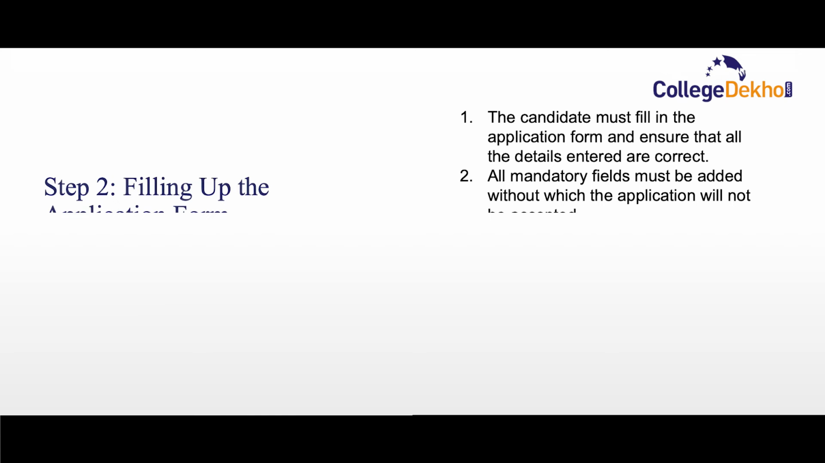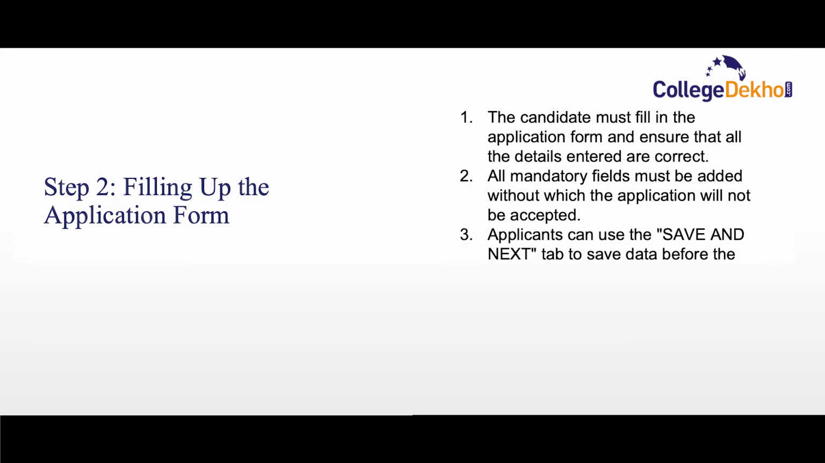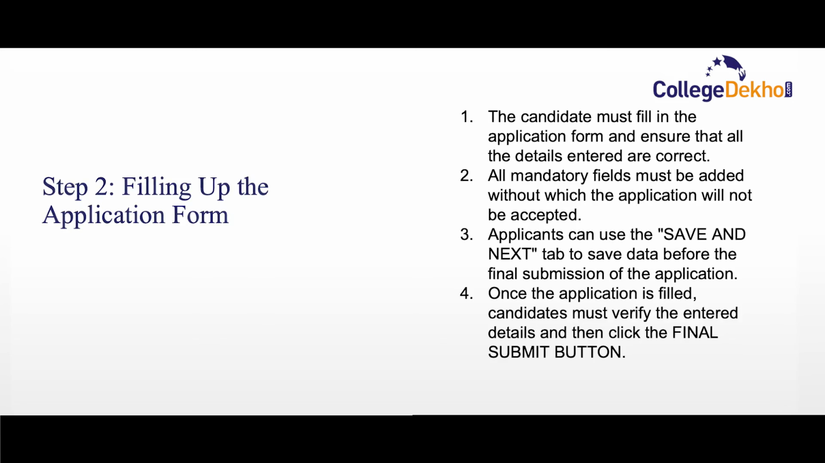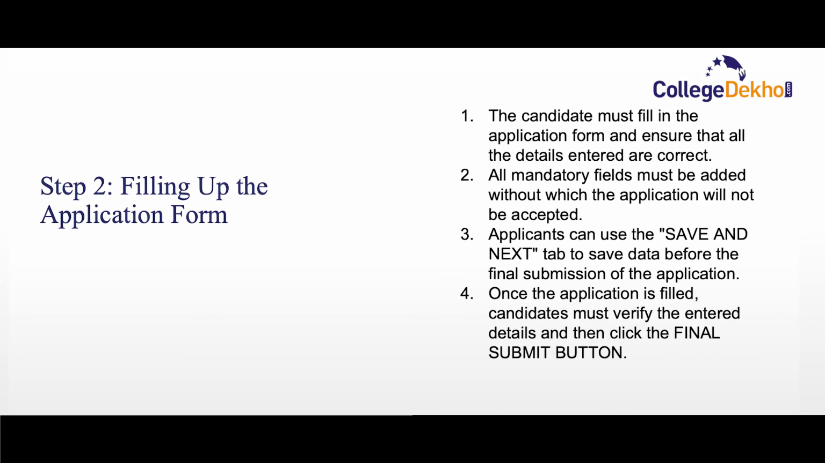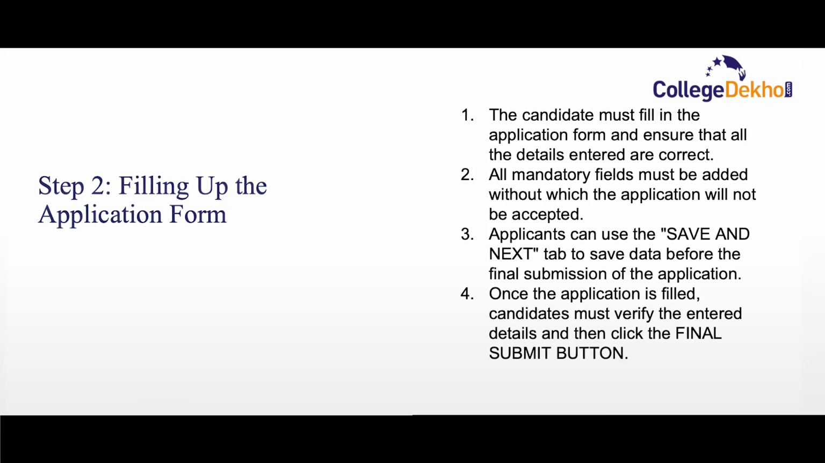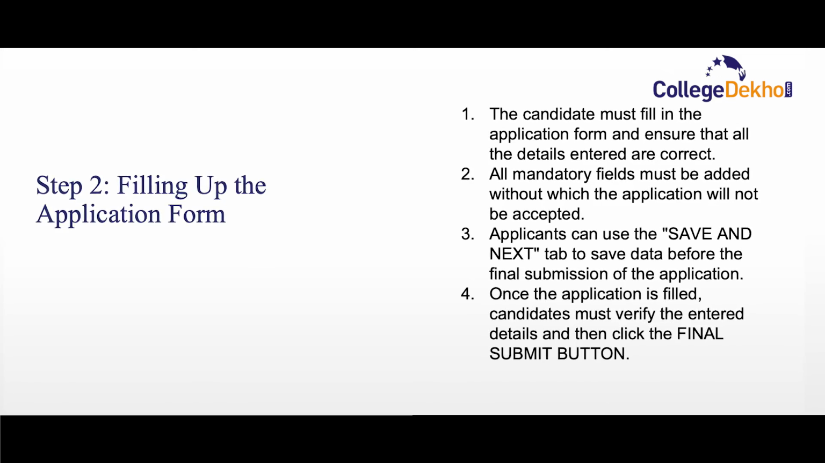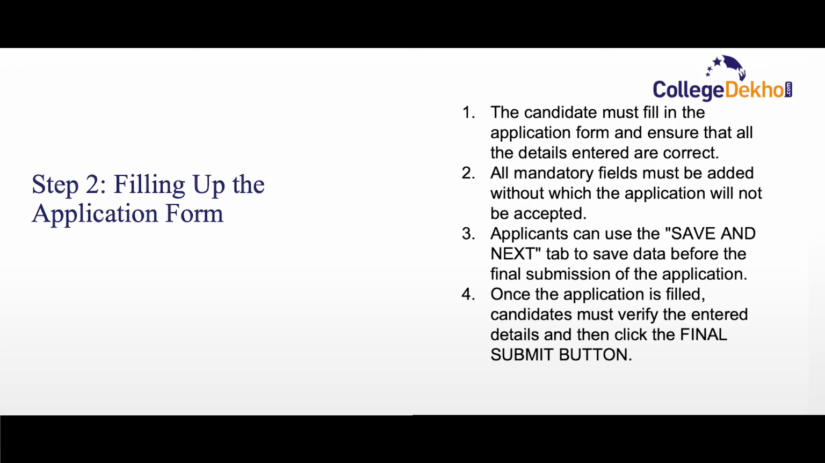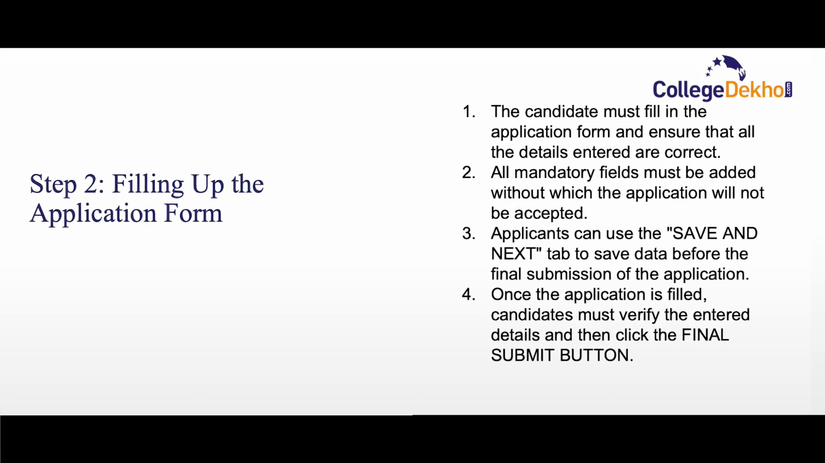The second step is to fill up the application form. The candidates must fill in the application form and ensure that all the details entered in the form are correct. All the mandatory fields must be filled, without which the application will not be accepted. The applicants can use the Save and Next tab to save data before the final submission of the application. Once the application is filled, the candidates must verify all the entered details, and after cross-checking, candidates can click on the Final Submission button.